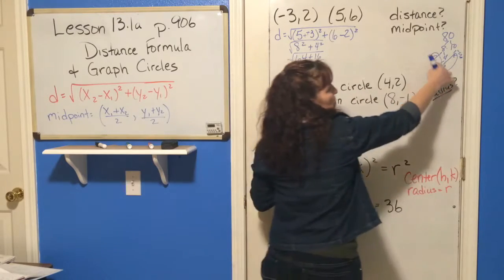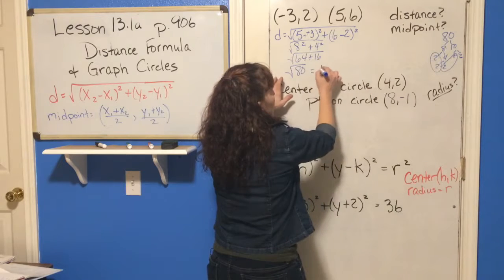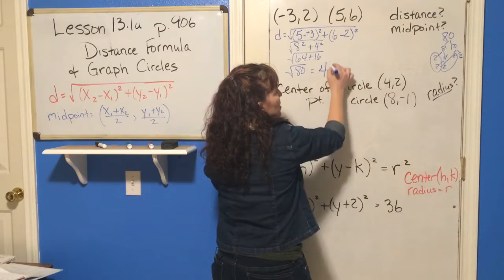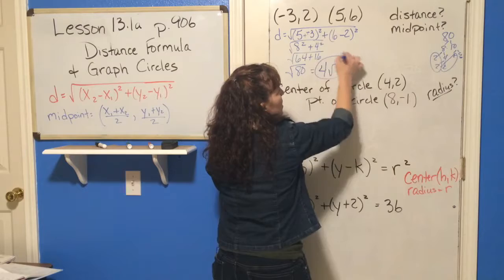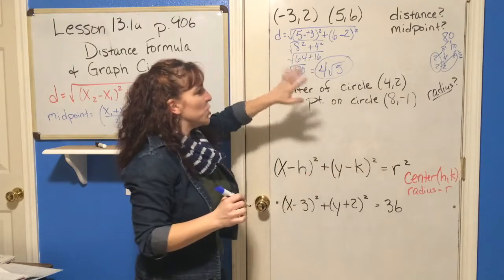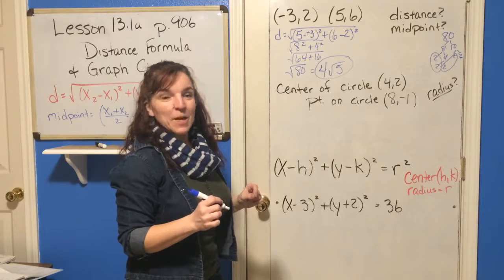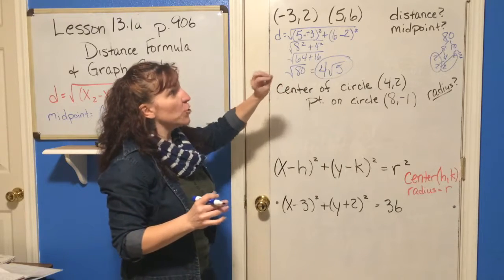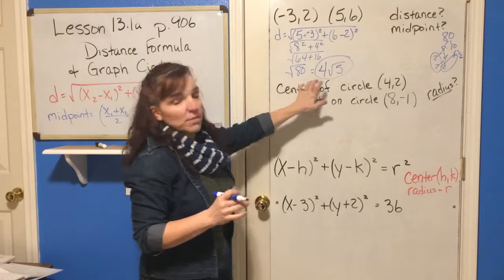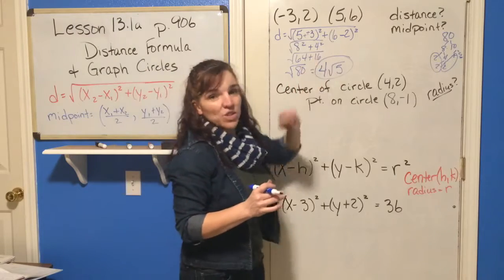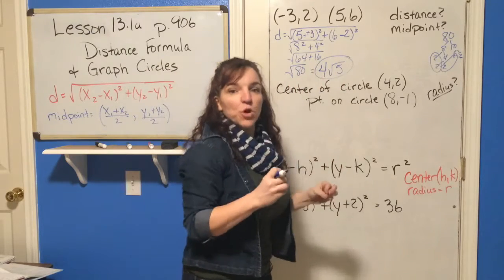So 2 times 2 is 4, comes out of the box, and the square root of 5 stays in. So the distance between these 2 points is 4 square root of 5. All right? So there will be some in your homework that you'll end up with some square roots, and I want you to leave them as square roots, but simplify them as far as you can.